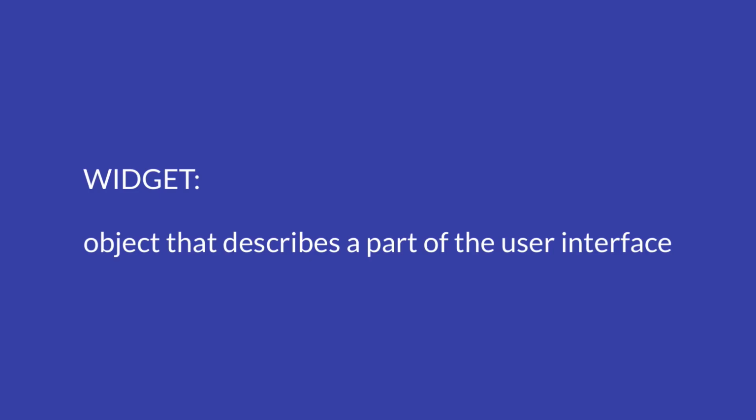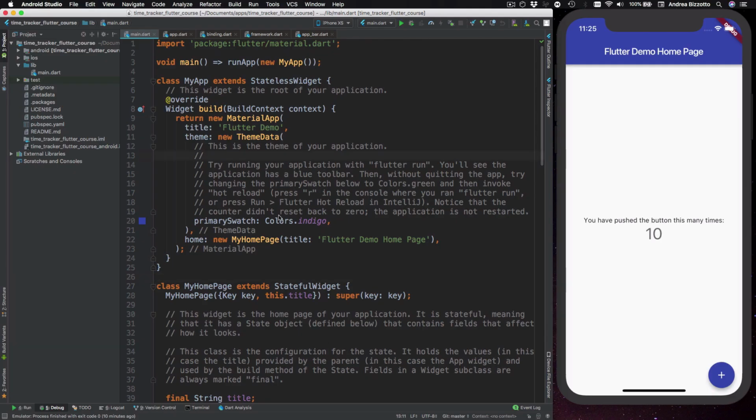So here it goes. A widget is an object that describes a part of the user interface. Every time you see something visible on screen, that is there because it has been added as a widget to your app. For example, this text that we see here is a widget. For the remainder of this course, every time I say the word widget, you can think about something that will show on the screen. So let's look at this specific file.